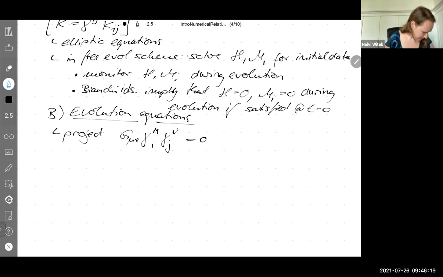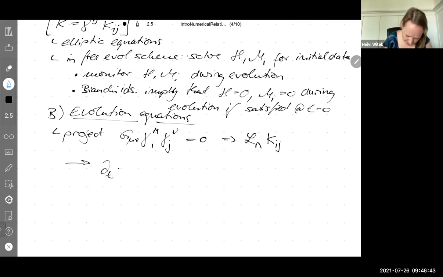Okay, and that will essentially give us a lead derivative along the normal that is a time derivative for the extrinsic curvature. Now, I can rearrange this to get the following.